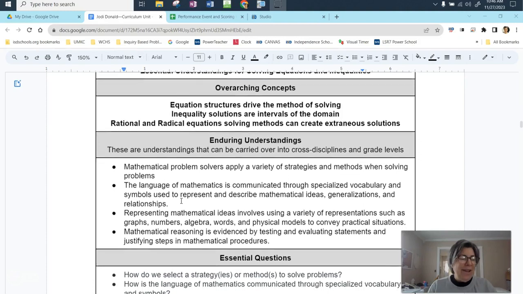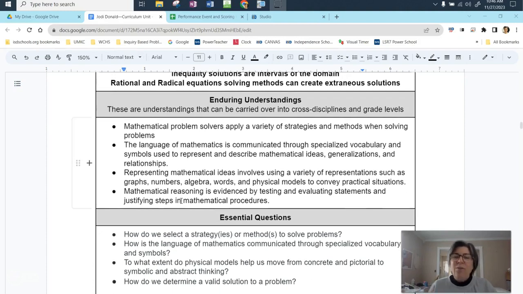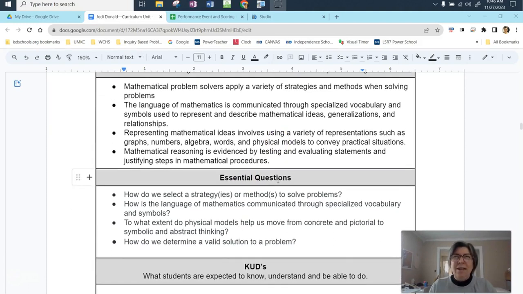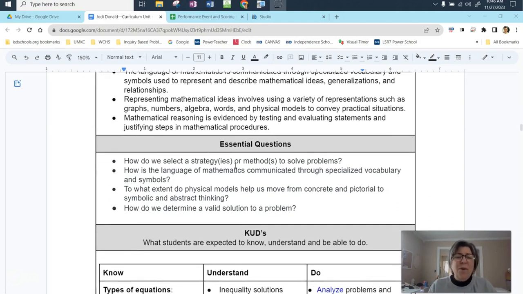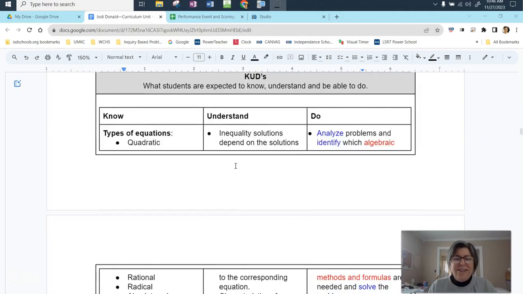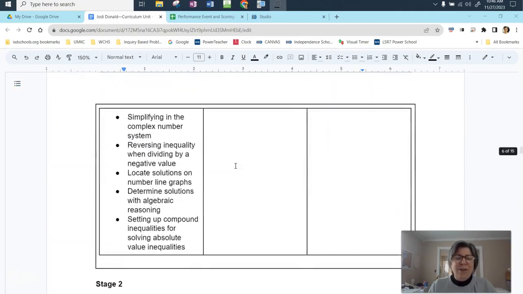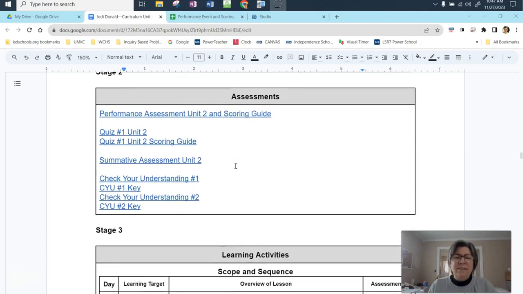But here are the enduring understandings: that you can apply a variety of strategies and methods when solving problems, not just in math. That there's always a special language, vocabulary, symbols. We even know that as adults, the way the kids use their texting lingo in Snapchat, and we have no clue what they're saying. Various representations can be as vital as words, and that reasoning and justifying things is important in life. So here's all the rest of our essential questions, our KUDs, but I'd like to get straight to the backward design, which is the performance assessment.